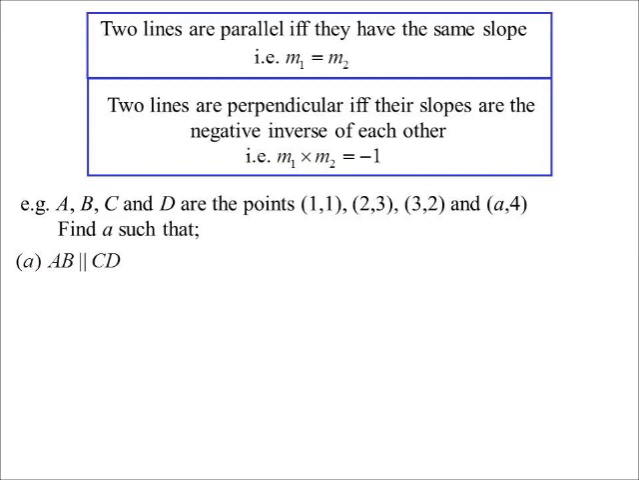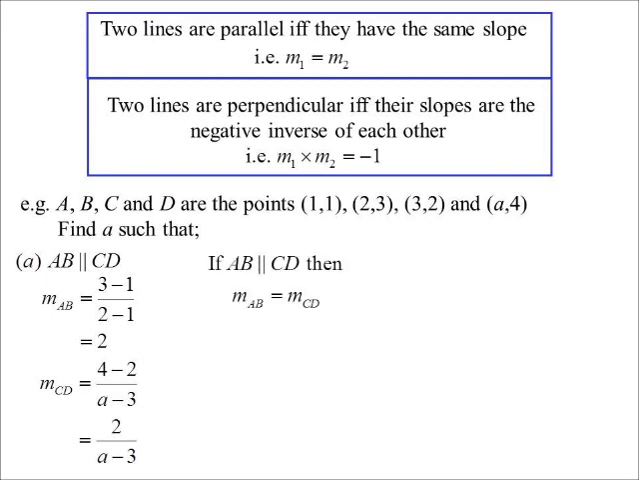So if they've told us that, we can conclude that their slopes are going to be equal. So if I find the slope of AB, I get 2. The slope of CD would be 2 on A minus 3. But we know if they're parallel, then the slopes are equal.